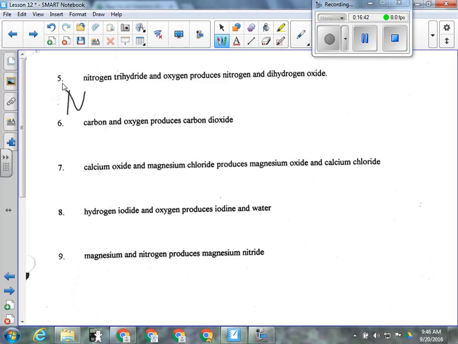Okay, so we've got nitrogen trihydride, NH3, and it's reacting with oxygen, which always comes as an O2, and that is going to produce nitrogen and water. Okay, I need to balance this, and right now I've got a couple of problems. The first problem is that I have an odd number of oxygens on one side and an even number on the other, and an odd number of hydrogens on one side and an even number on the other. So those 2 are problematic.